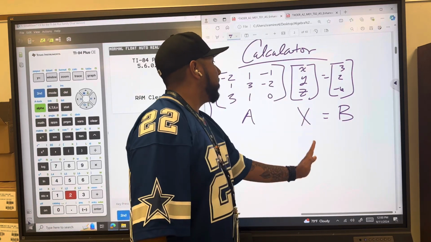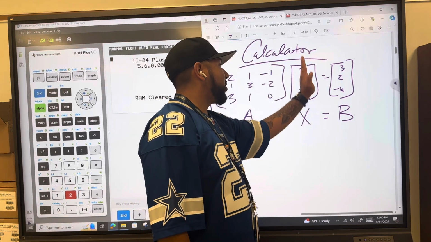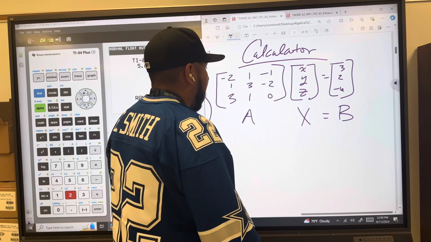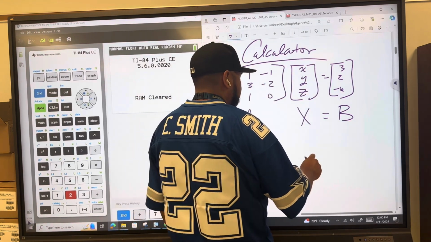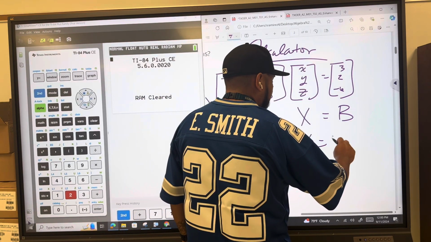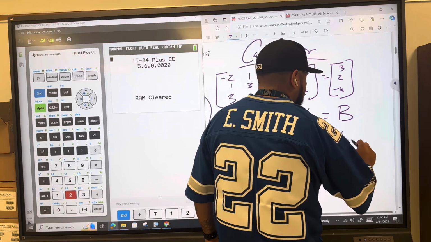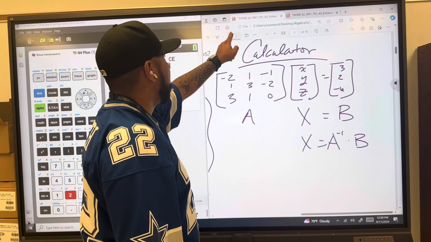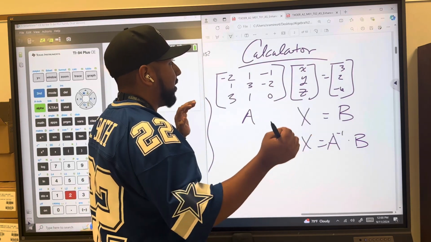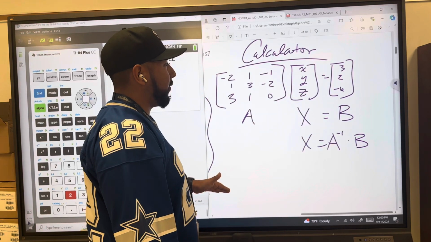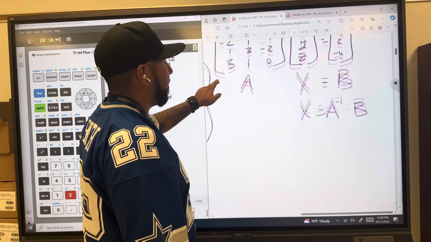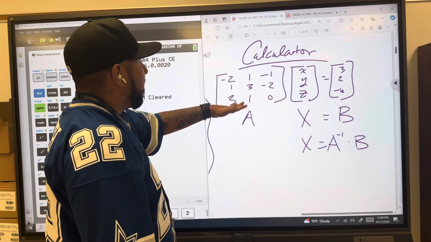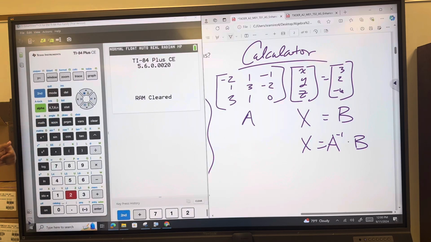What do we need to do? We need to find the unknown, which is my X, Y, Z. So how do I do that? Find the inverse of A times B. We did this together. I know y'all had a lot of good effort on doing the videos and additional word problems. So, go into my calculator.